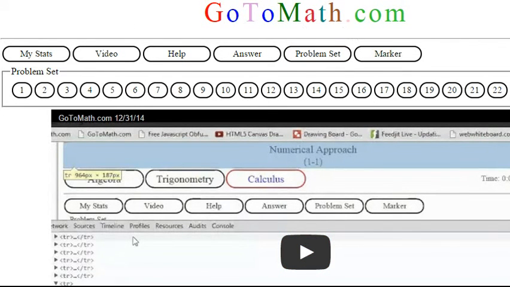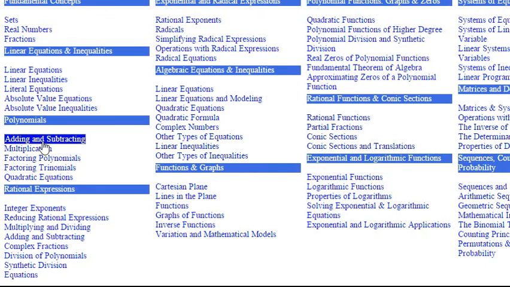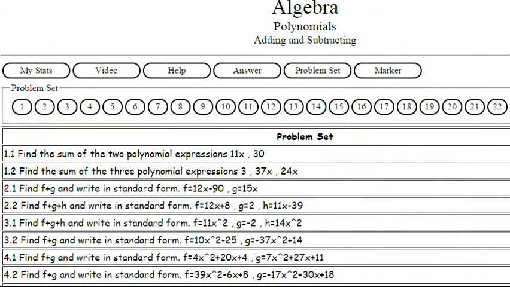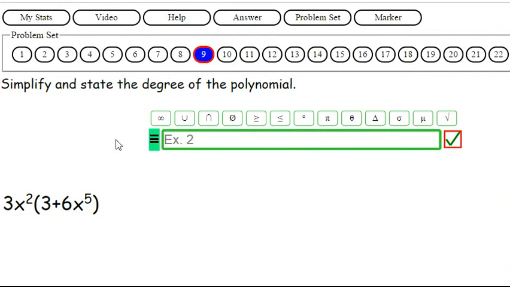We're at GoToMath.com. Click up here on the algebra. Let's go down to adding and subtracting under polynomials, and we're looking at 9.2. Simplify and state the degree of the polynomial. As you can see, it's just one number here, so this is going to be the degree of the polynomial that we're looking for.